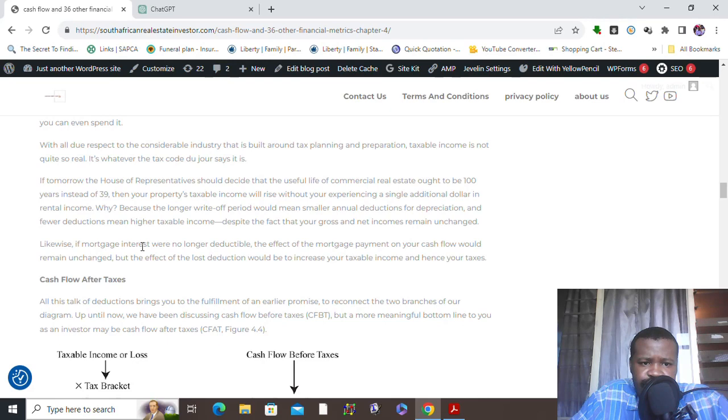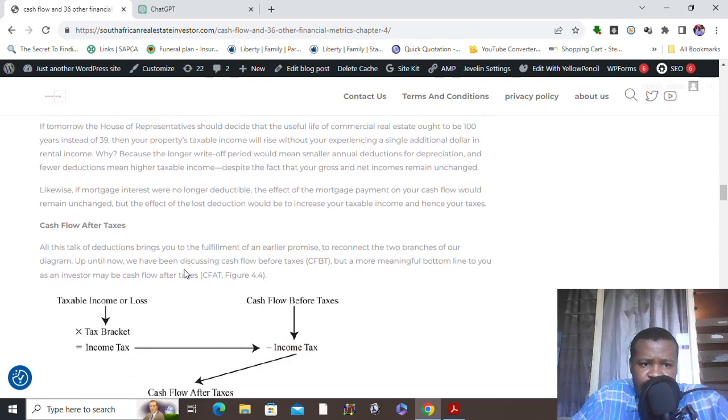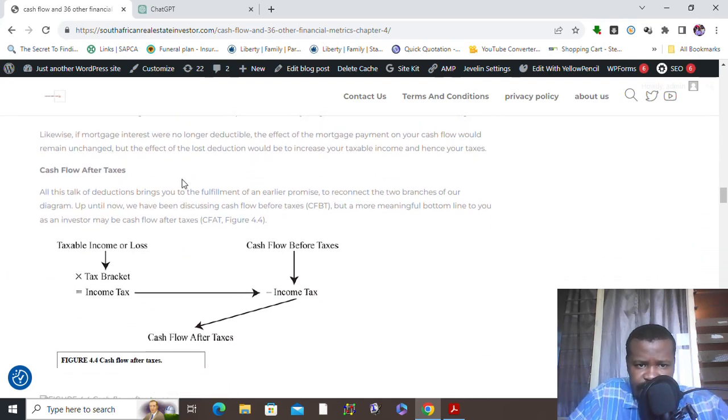Likewise, if mortgage interest were no longer deductible, the effect of the mortgage payment on your cash flow would remain unchanged, but the effect of losing the deduction would be to increase your taxable income and hence your taxes.